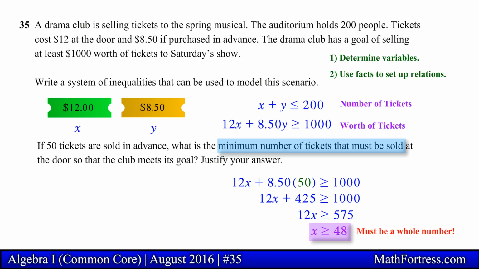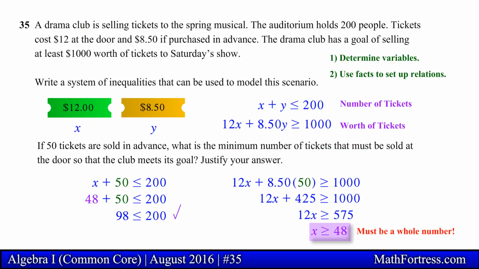The total number of tickets is also well below the number of seats that the auditorium can accommodate. So the club has to sell 48 $12 tickets in order to meet their goal. So this is our final answer.